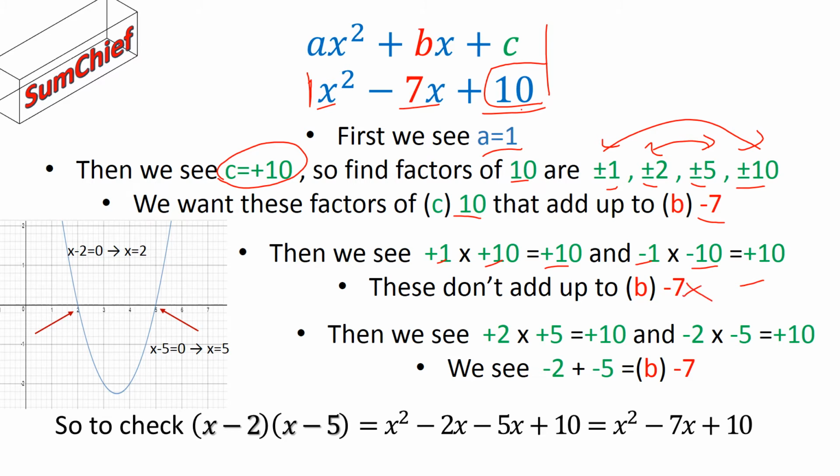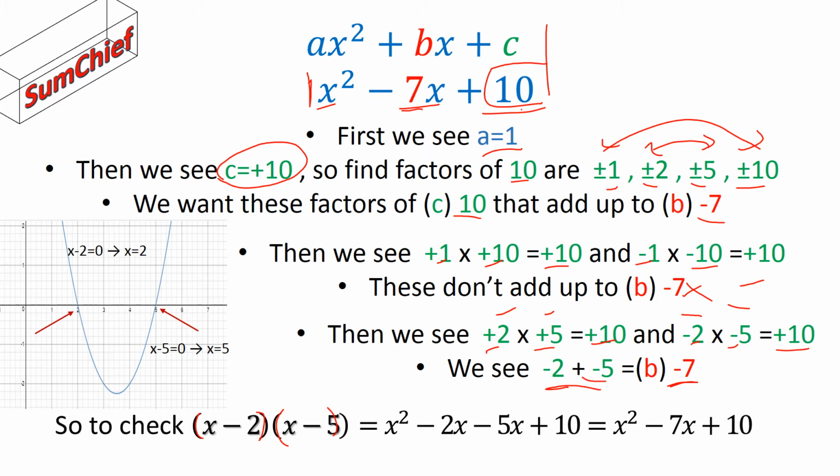So that's no good. So now we look at the plus 2 times plus 5, which is plus 10, and minus 2 times minus 5, which is plus 10. Okay, that's good. So now we see plus 2 plus 5 is plus 7. That's no good. We've got minus 7. And then minus 2 plus minus 5 gives us minus 7. There we go. That's looking really good. Okay, so then, as we do, set out our brackets. So we have x minus 2 and x minus 5.